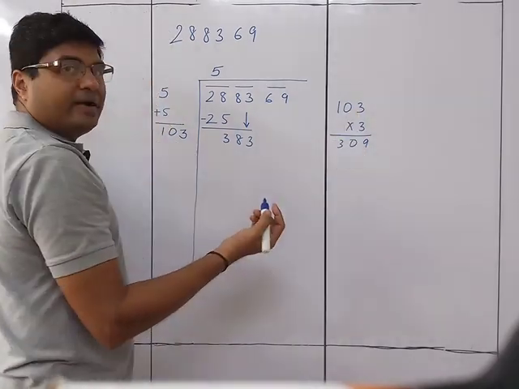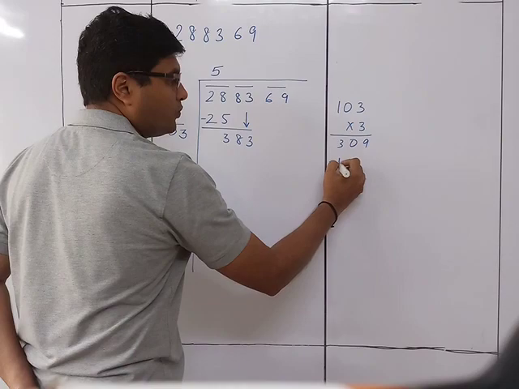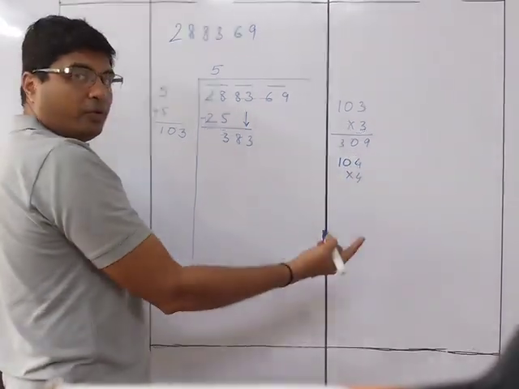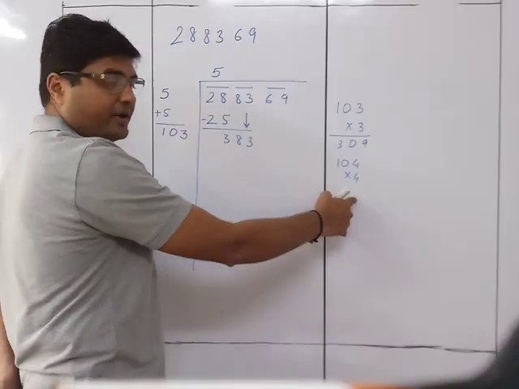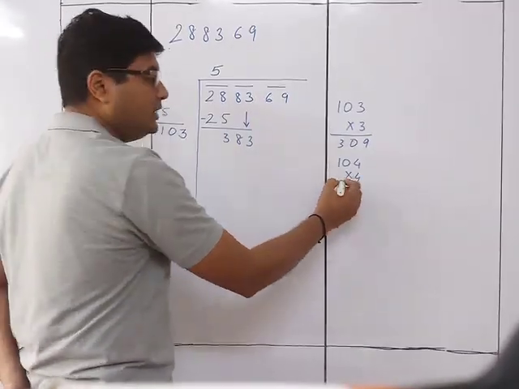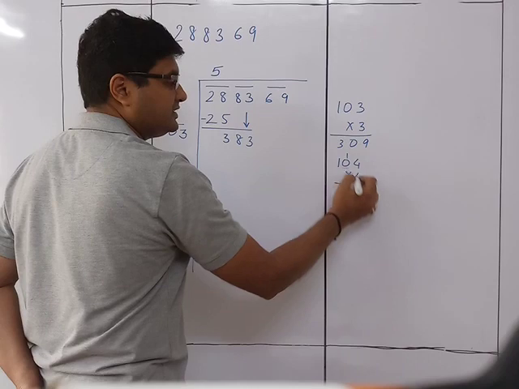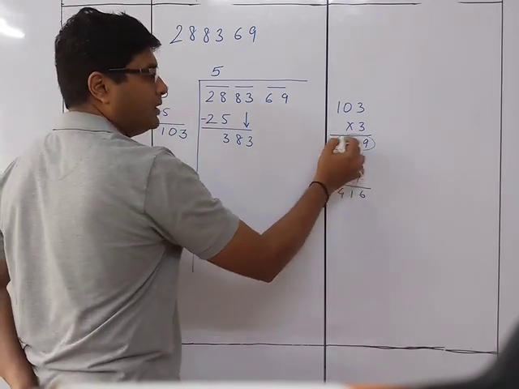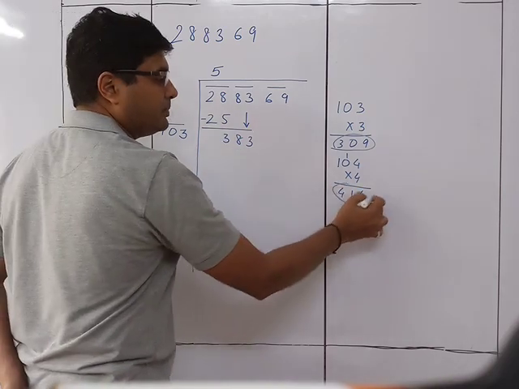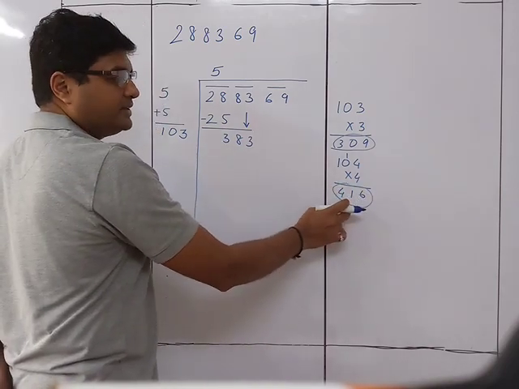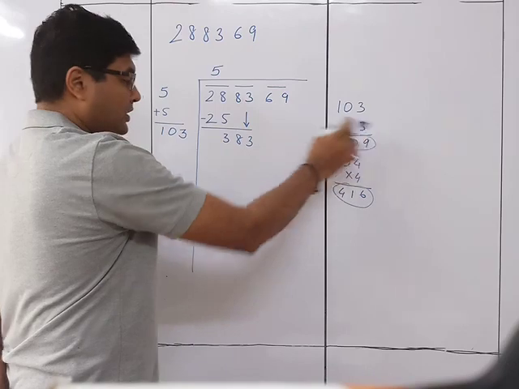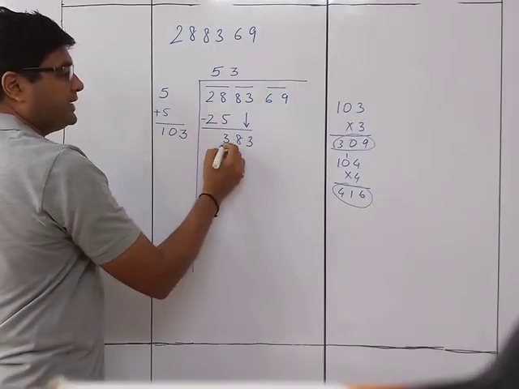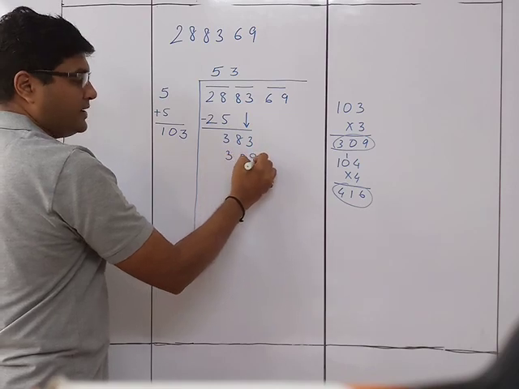Let's see if I would have taken 4, then what would have happened? So 104 into 4. If I take 4, then I multiply by 4. If I take 5, then I multiply by 5. If I take 6, multiply by 6. Now 4 4s are 16, and 4 1s are 4 and 1, so 414. You can see that this number is less than this and this number is greater. So I cannot take this number, I have to take this number. Accordingly, I'll take 103 into 3, that gives me 309.